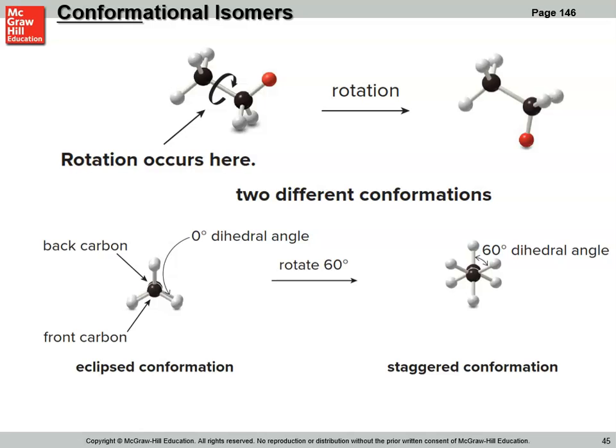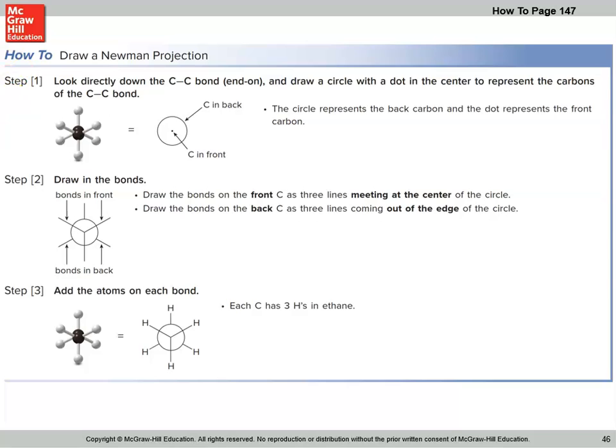Here is another view of that, kind of head on, where we see the eclipsed. You can see that right behind this carbon there is another carbon, and behind all of the hydrogens there's another set of hydrogens. We do that rotation with the back hydrogens, and now these are staggered and they're kind of off-centered from each other. These are great for visualizing when we're talking about this.